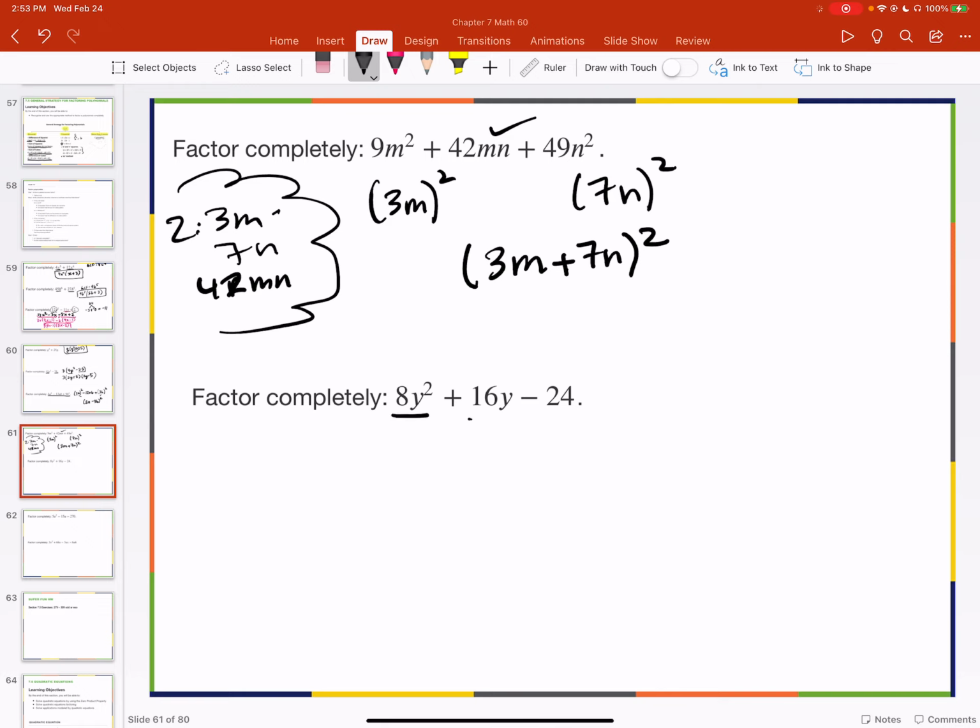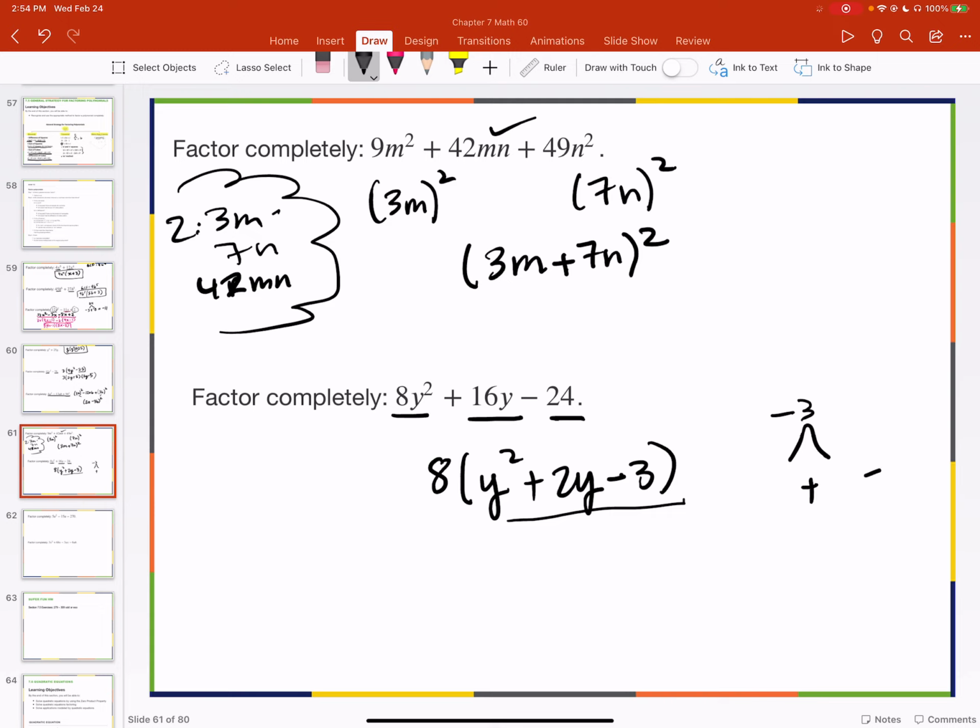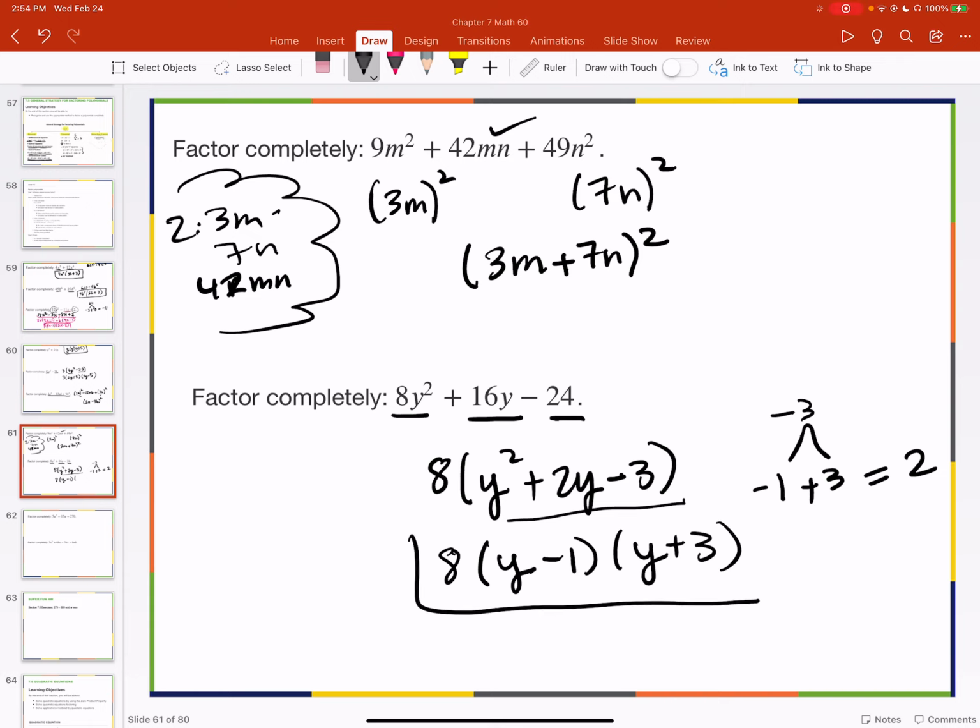Here we have a common factor of 4. 4 goes into each of these, or actually 8 does, doesn't it? 8 divides everything. So we get 8 times y squared plus 2y minus 3. Inside, this is just negative 3. What are the factors of negative 3 that when I combine them I get a positive 2? If you multiply negative 1 times a positive 3, you're fine. So that factors into y minus 1, y plus 3. So that's it. Don't forget the 8 on the outside.